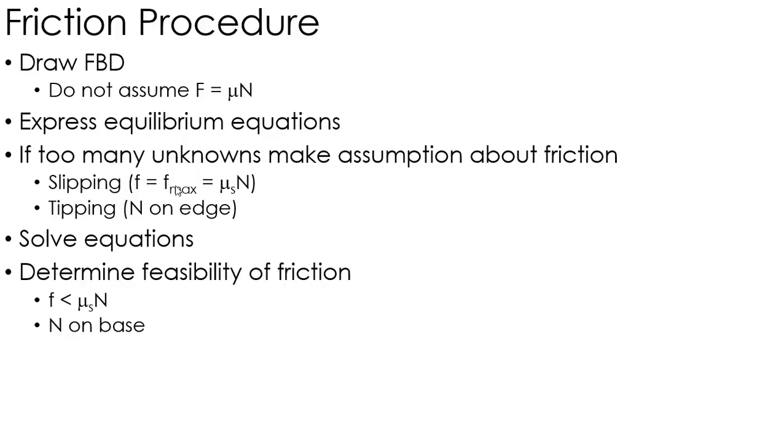Of course, if you assume tipping, you've made this assumption. This mainly occurs when you assume slipping. If you assume slipping, you have to make sure that N is in the location it wants. Or if you made no assumptions and had enough equations initially, you have to make sure that the normal force stays on the base so that the object actually is in equilibrium.